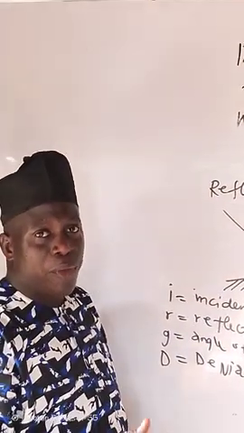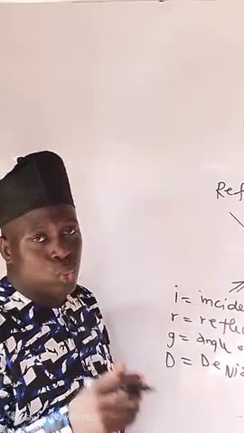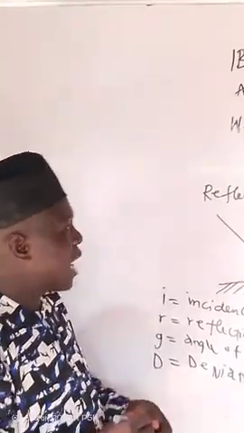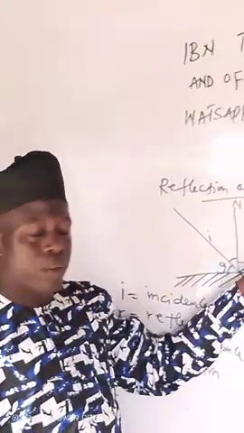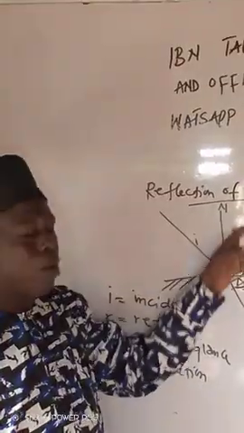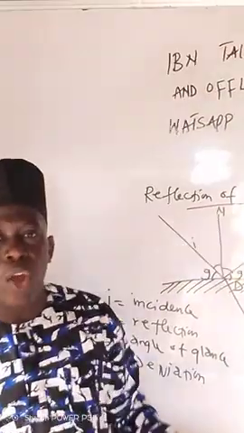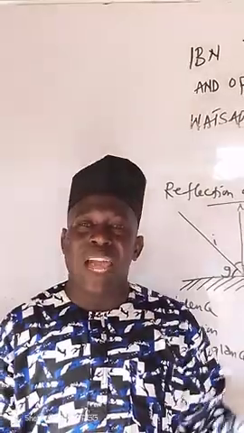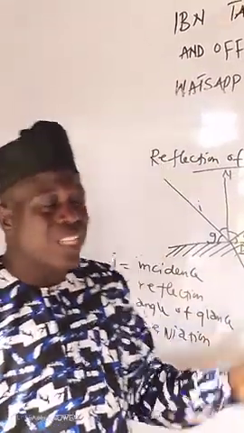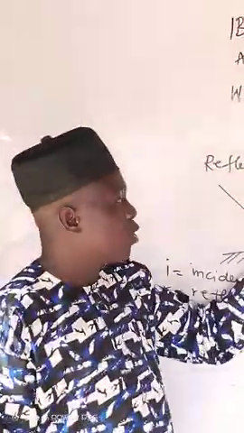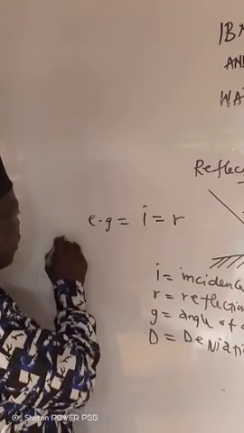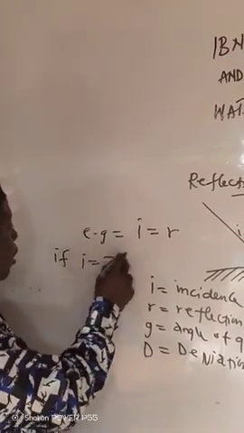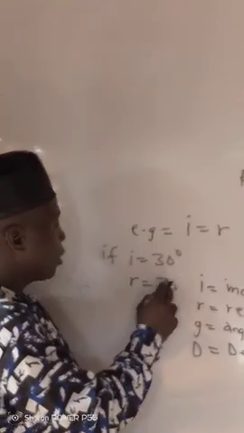From laws of reflection, reflection has two different laws. The first law states that the angle of incidence, angle of reflection and normal all lie on the same line. The second law states that the angle of incidence is equal to the angle of reflection. For example, I is equal to R. If I is equal to 30 degrees, R is also 30 degrees.